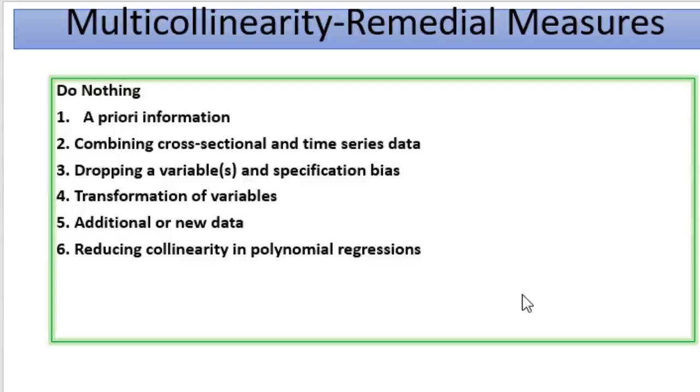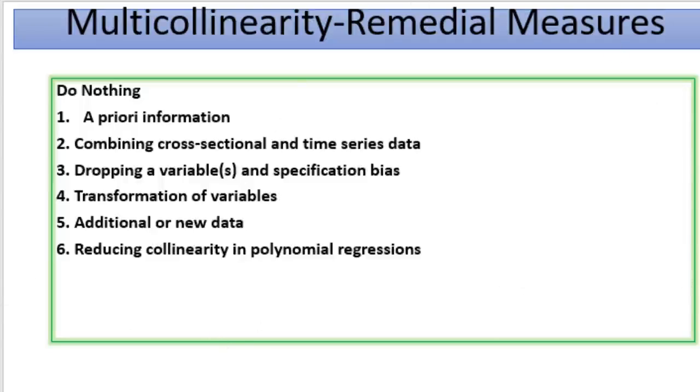Then we can use transformation, that is, we can take the first difference or the log or other functional forms to control the multicollinearity, or we can add new data. Mainly the data deficiency is the major problem. Therefore, we can use additional or new data to solve the problem of multicollinearity. Then we can reduce collinearity in polynomial regressions by using so many methods, and we can increase the number of sample data.